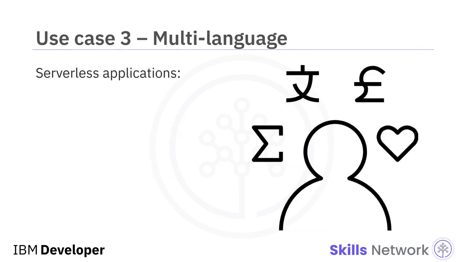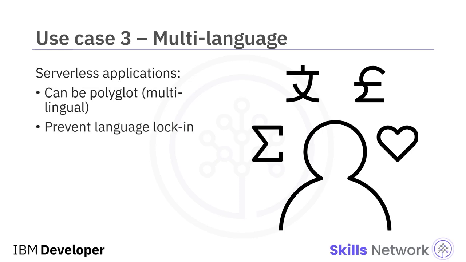When you build an application, you need to decide on the language to use in the application. Serverless applications can be multilingual. They prevent teams from language lock-in, where they have to indefinitely use the same language as their legacy software. Now, usually the language chosen to build the application is not what suits the project best, but rather depends on the available resources.